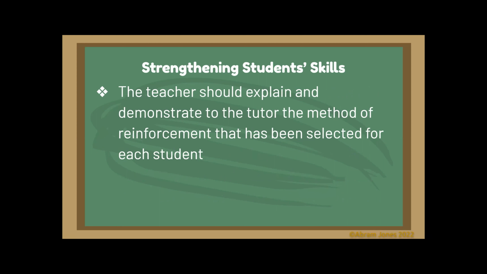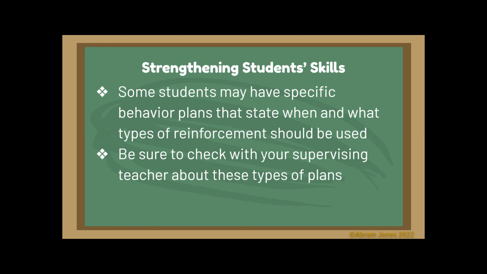The teacher should explain and demonstrate to the tutor the method of reinforcement that has been selected for each student. The teacher may have experience with the students that we don't have yet, and may be able to offer some very helpful suggestions. Some students may have specific behavior plans that state when and what types of reinforcement should be used. These behavior plans are kind of like contracts between the student, school administration, their parents, teachers, all that kind of thing. You will encounter students with behavior plans. Be sure to check with your supervising teacher about these types of plans.